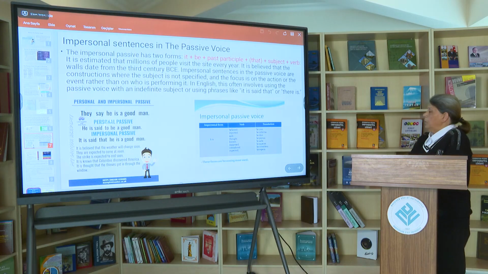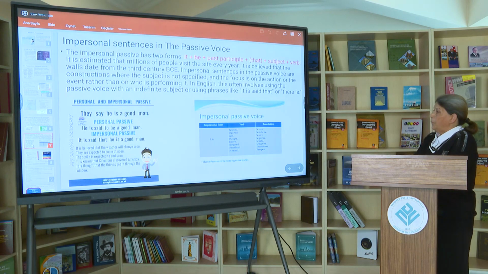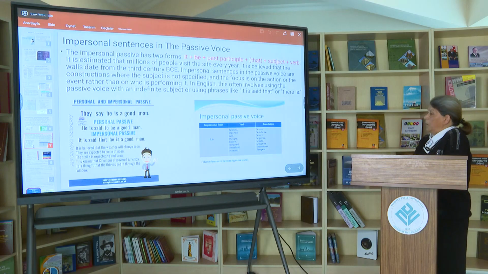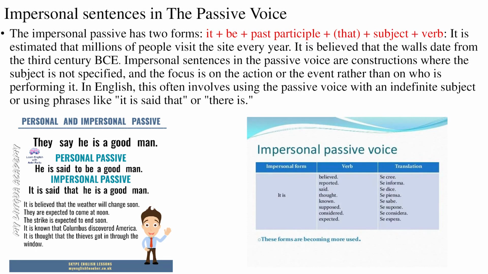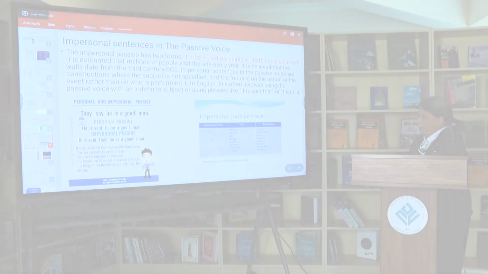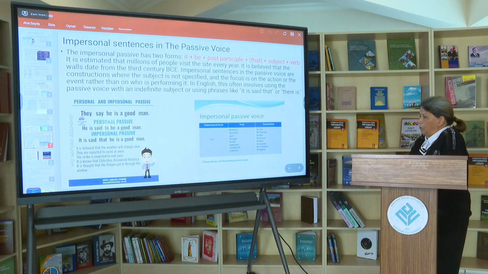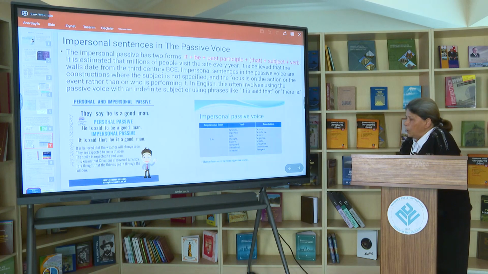And now I want you to look at the examples. It is believed that, for example, she is 20. If we change it into the second impersonal passive, we can say she is believed to be 20, or they are expected to come at noon, or the strike is expected to end.